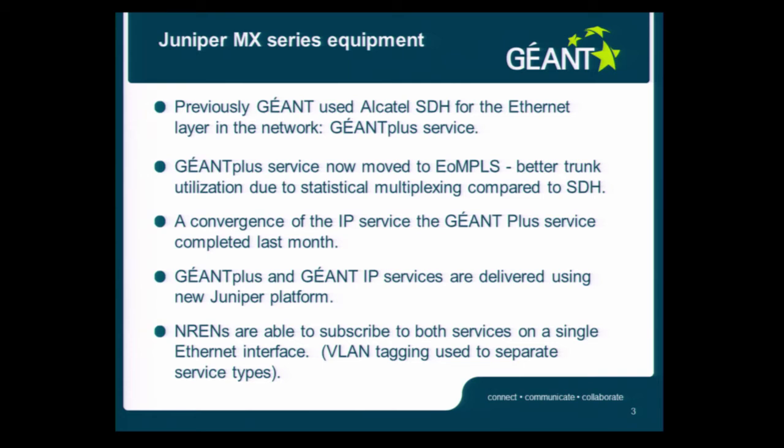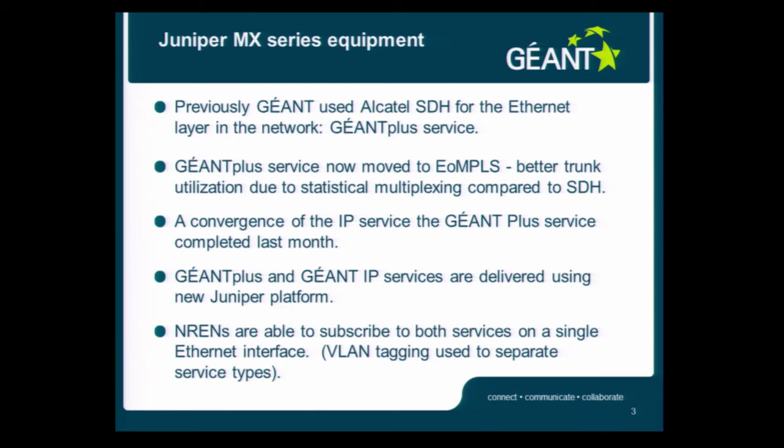We don't have to reserve the VC4s, we have IP trunks, and we make better use of them. And then when we deployed the Juniper MXs, we also did the convergence of the IP service with the GN Plus, because the switching layer was using Juniper MX, which could also support the IP, and the IP layer was running on T series. So we've done the convergence of the two layers, and I'll go over that in a few slides.